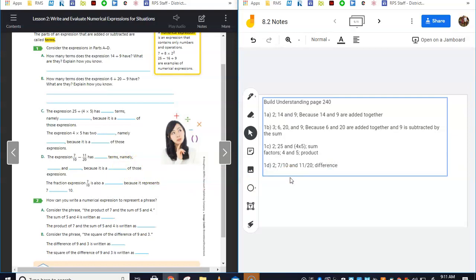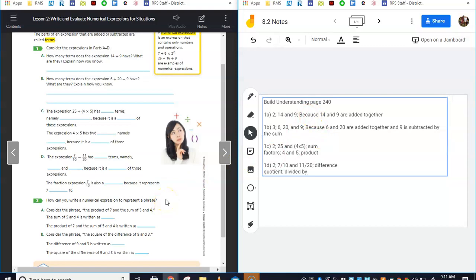The fraction, the expression 7/10, is also a quotient. So quotient goes there because it represents 7 divided by 10. Instead of writing out the words divided by right here, if you'd rather just write the division sign, that's fine. Okay, that's everything there is for 1.